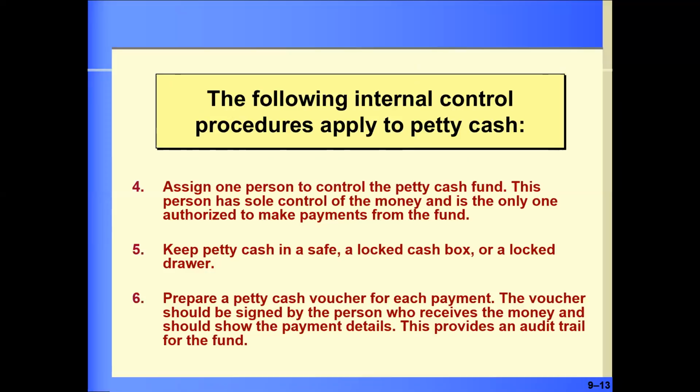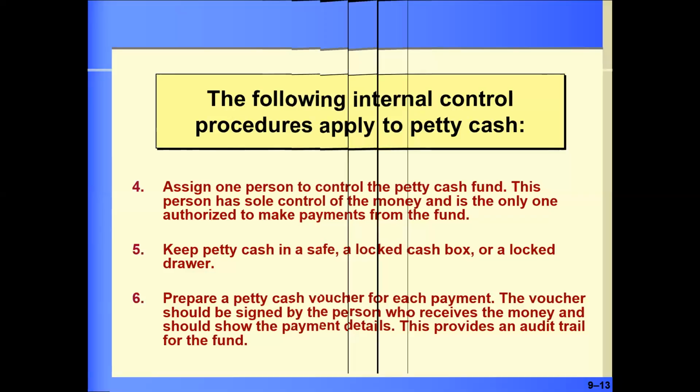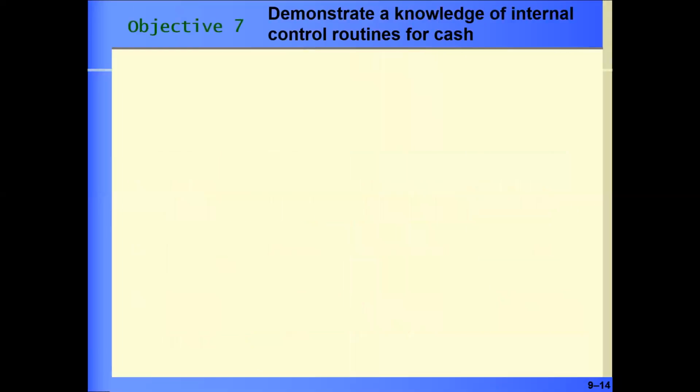And the petty cash person needs to prepare a petty cash voucher for each payment. The voucher should be signed by the person who receives the money and should show the payment details. This provides an audit trail for the fund. Remember, this whole course, all the discussions have been all about controls, cash controls, and audit trails. Now, that's the end of petty cash.